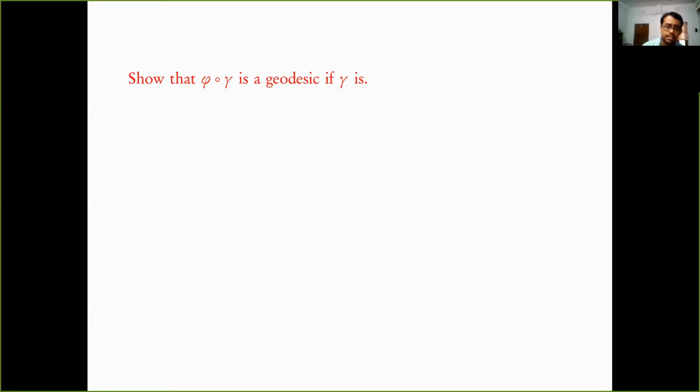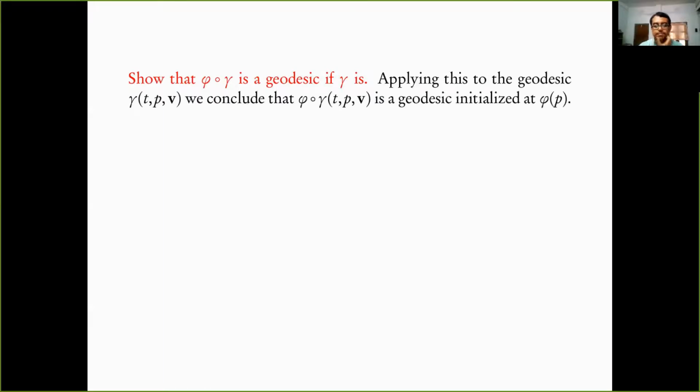If you have an isometry, and you take a geodesic and compose it with the isometry, then it's also a geodesic. So geodesics are mapped to geodesics under isometry. With this exercise, you can take the usual geodesic that anybody would take, namely gamma of t, which is a geodesic initialized at p with velocity vector v. You can apply the isometry phi. By the exercise, this is going to be a geodesic. Where is it initialized? It's initialized at phi of p, because gamma of 0 is p, so phi of gamma of 0 is phi of p.